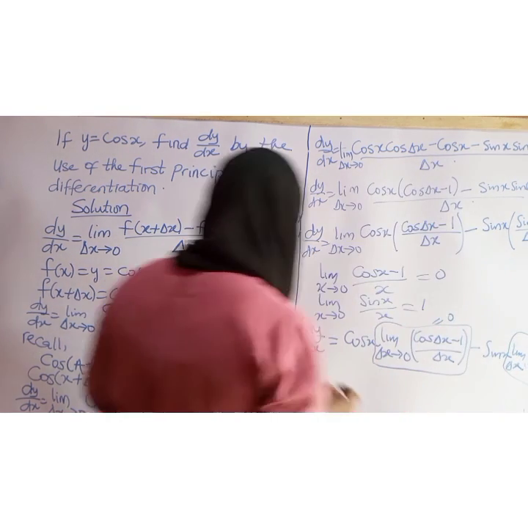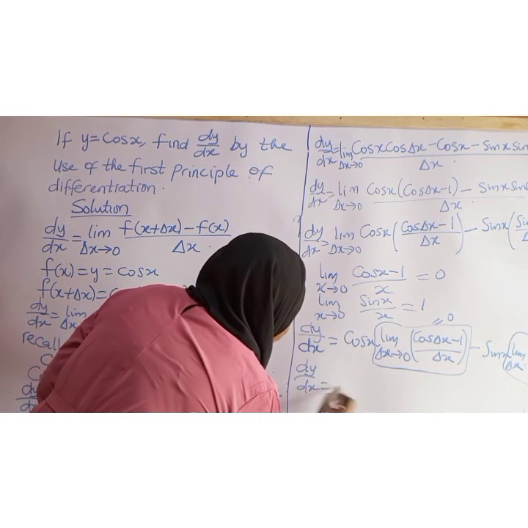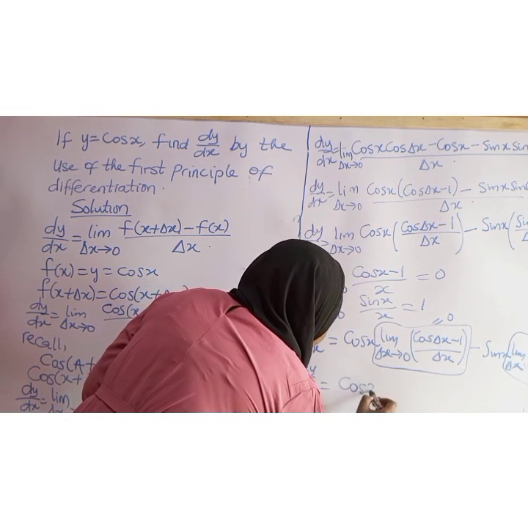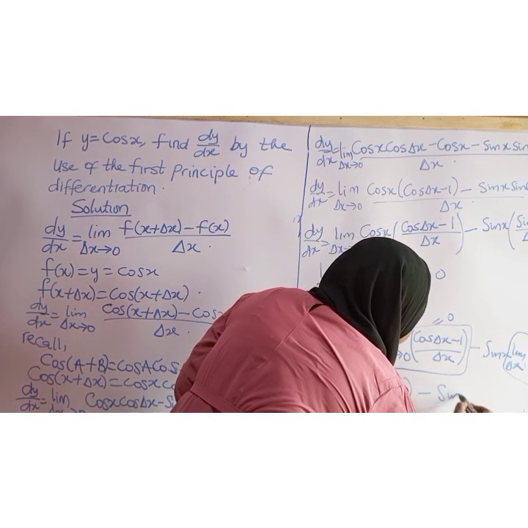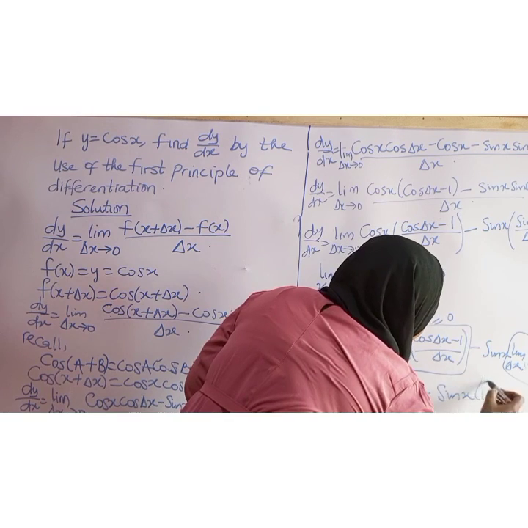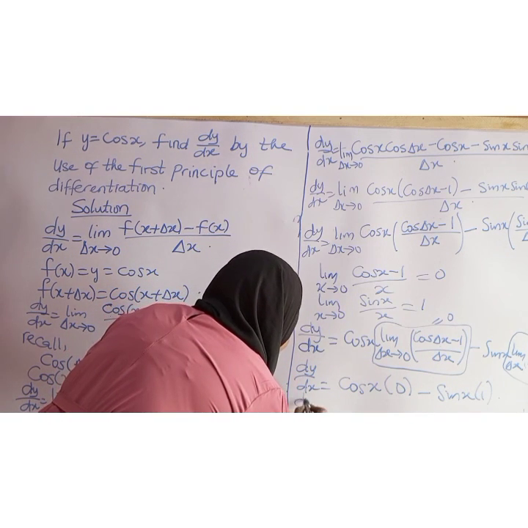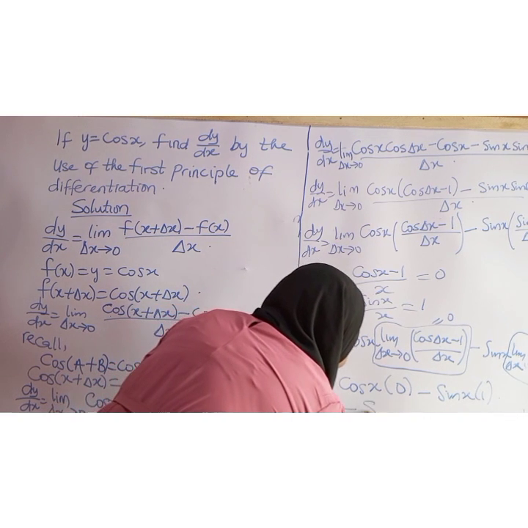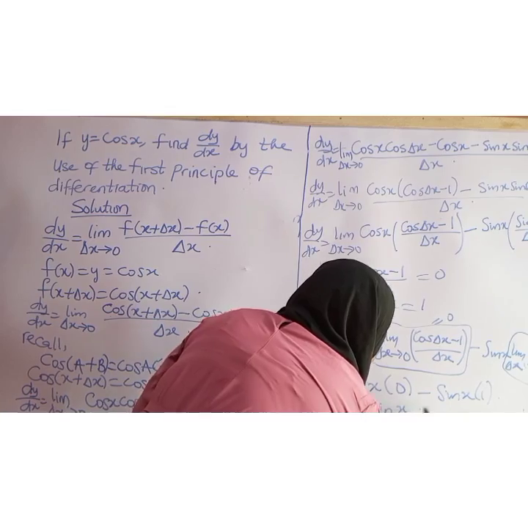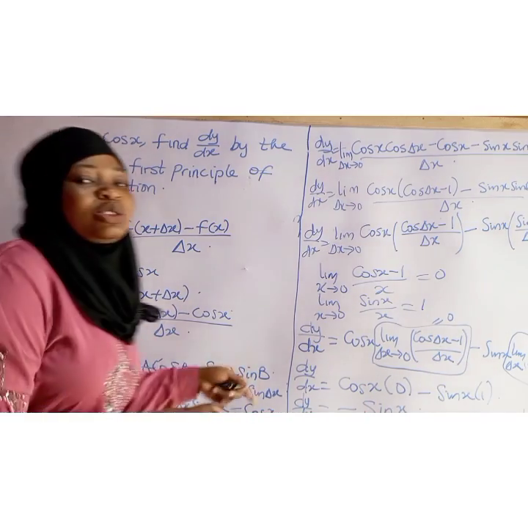That is the limit. So dy/dx will now be equal to cos x multiplied by 0, then minus sine x multiplied by 1. Anything multiplied by 0 will give us 0. So invariably dy/dx will now be equal to minus sine x. So that is how the derivative of cos x is equal to minus sine x.